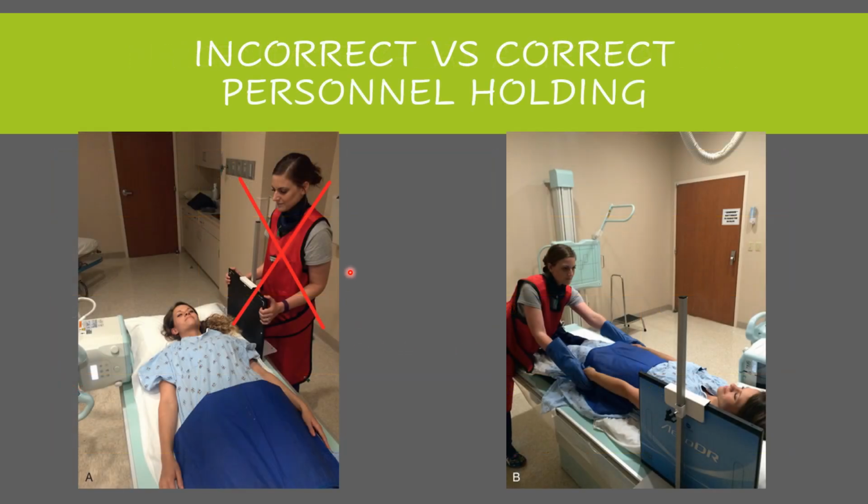So again, when you're holding the cassette, try to stand on the side here. Don't stand directly behind the image receptor because you're going to get the primary beam right here. So you should stand at 90 degrees, at the sides here, or like this image right here, where the girl is standing pretty far away on the side, and she's using a grid holder.